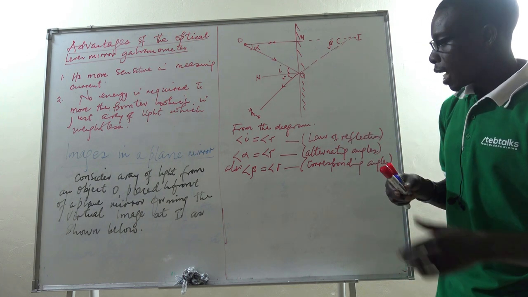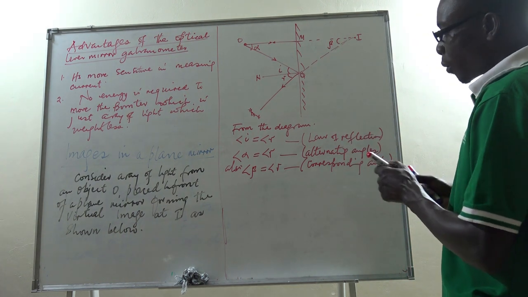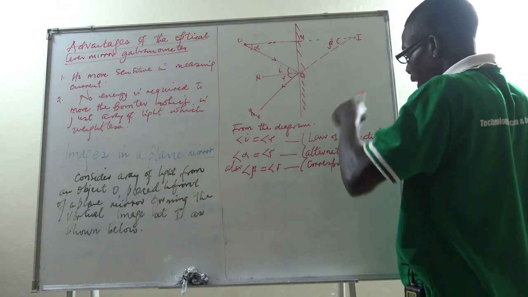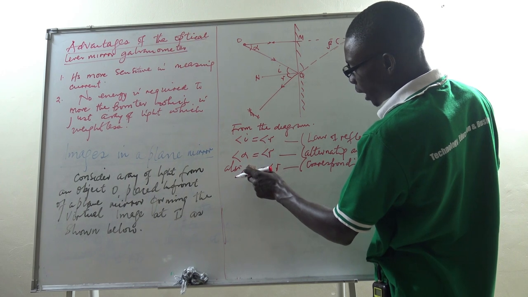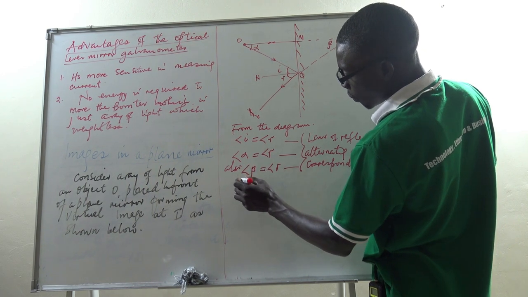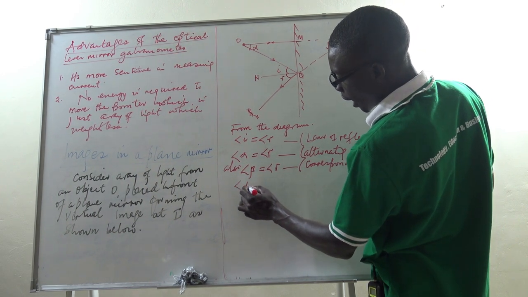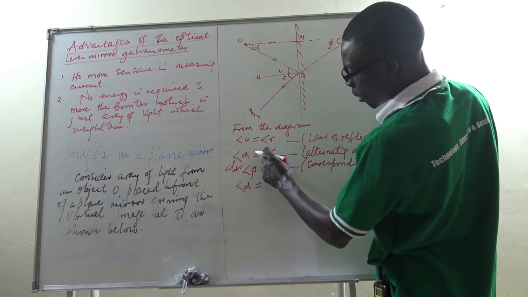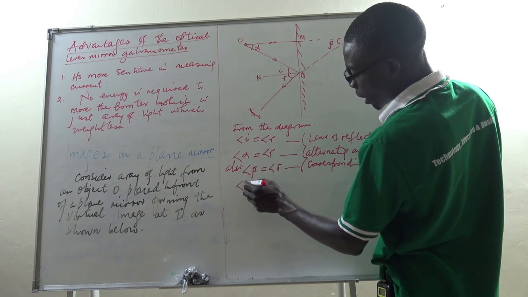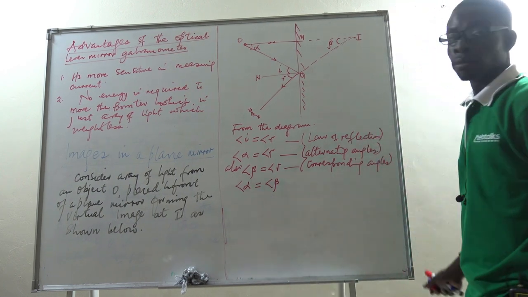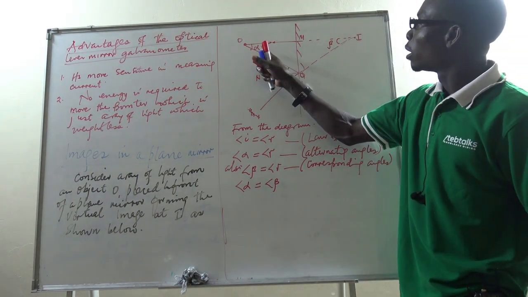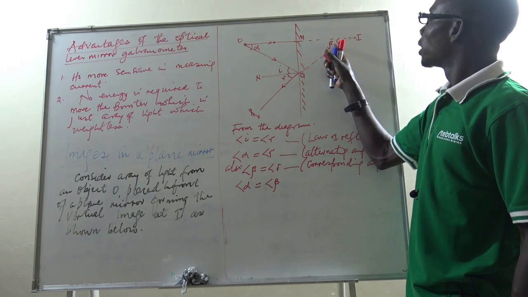Is that okay? And now if that is very true, we can now say, if I is equal to R, alpha equal to R, beta equal to R, I think it will be very true that angle alpha is equal to angle R, but angle R is the same as angle beta, that means angle alpha is equal to angle beta. Okay? This angle now is the same as this angle.